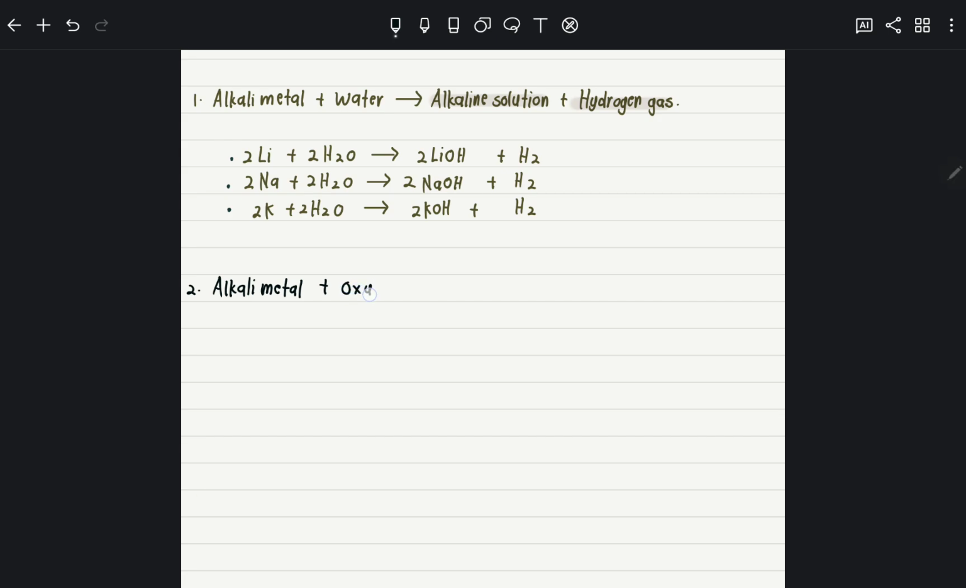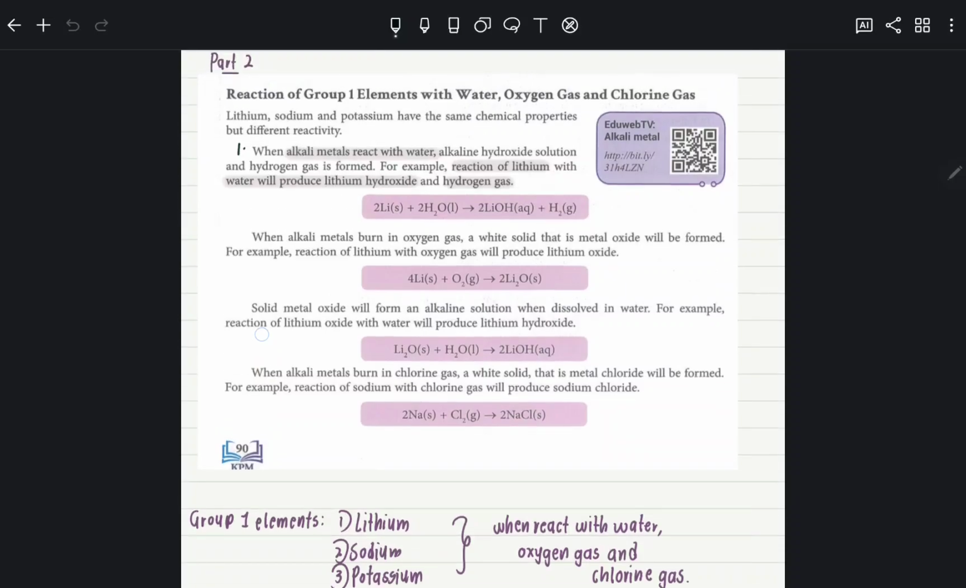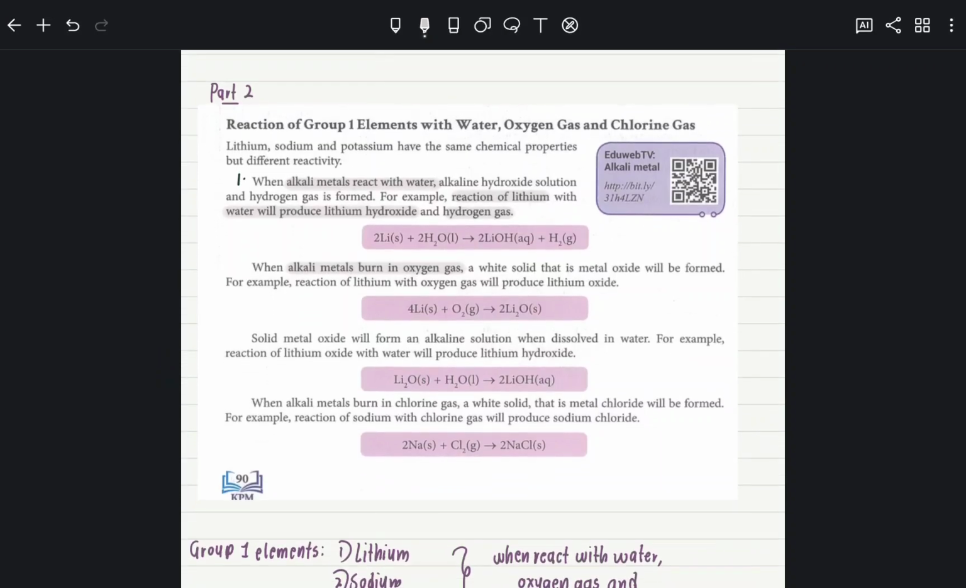Okay, so if let's say your alkali metal reacts with oxygen gas, what does it form? Mari kita go up again. When alkali metals burn in oxygen gas, ingat kalau in gas it will burn. Dia akan terbakar. You can see in your textbook, it shows dia terbakar. So what will happen? A white solid, meaning the product yang dia hasilkan adalah a white solid, which is actually metal oxide, and metal oxide akan dihasilkan.